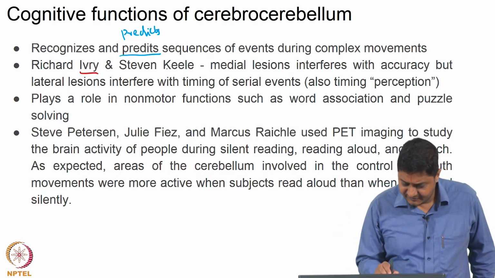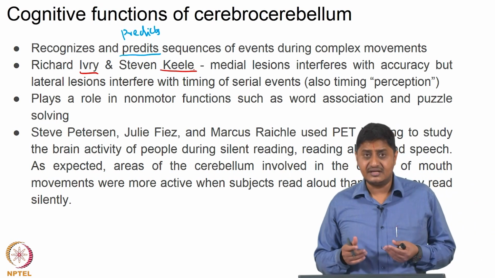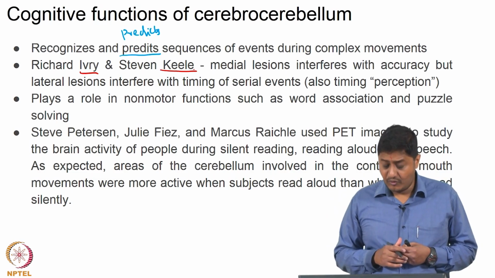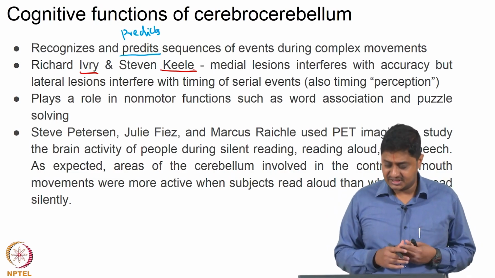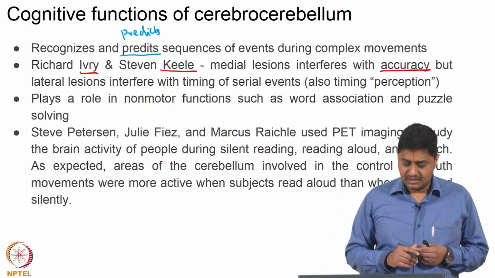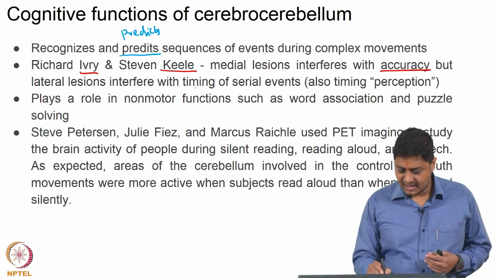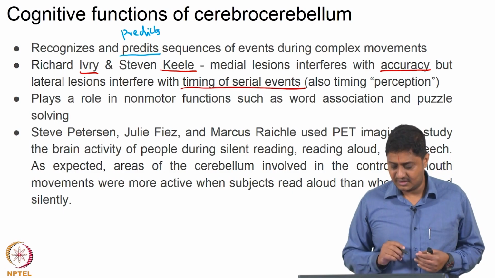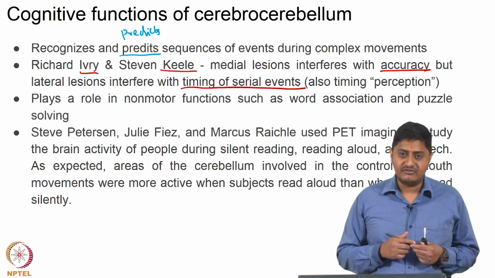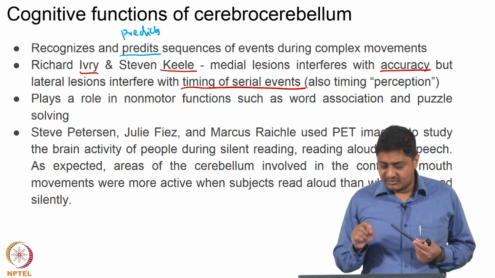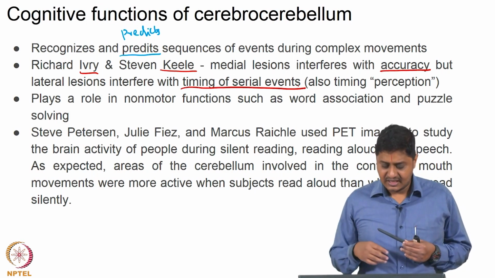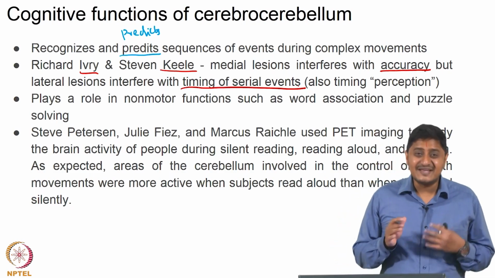Richard Ivry and Stephen Keele, for example, studied finger tapping movements in people with cerebellar lesions, and they found that people who have medial lesions only have problems with accuracy, but people who have lateral lesions have problems with timing of serial events. So, there are multiple features of movements that can be analyzed. Medial lesions cause only accuracy problems, whereas lateral lesions also cause problems with timing or sequencing.